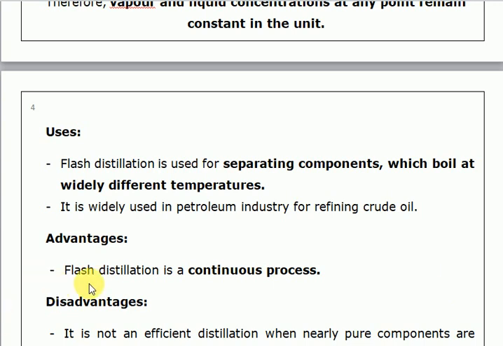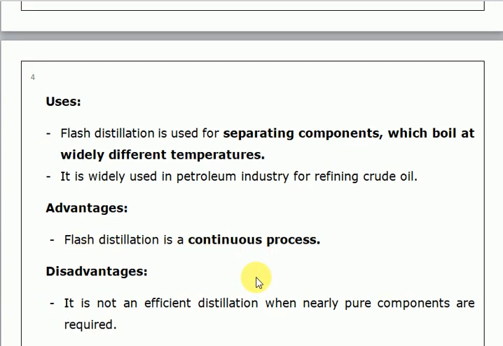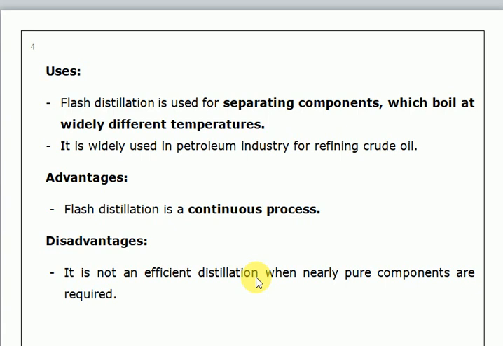The advantage, as we have already studied, is that flash distillation is a continuous process. Now what is the major disadvantage? It is not an efficient distillation when nearly pure components are required. The vapors might have some components of liquid A, and liquid A might have certain residues of liquid B remaining. So this can be the case where you get insufficient purity of the liquid which you require in distillation. Thank you. The next methods we'll see in the next videos.